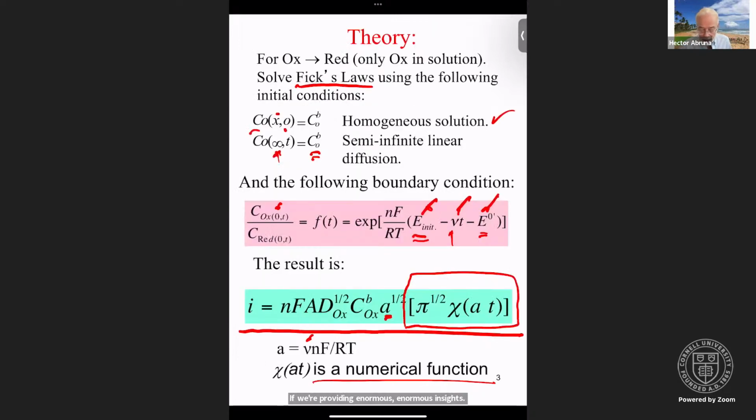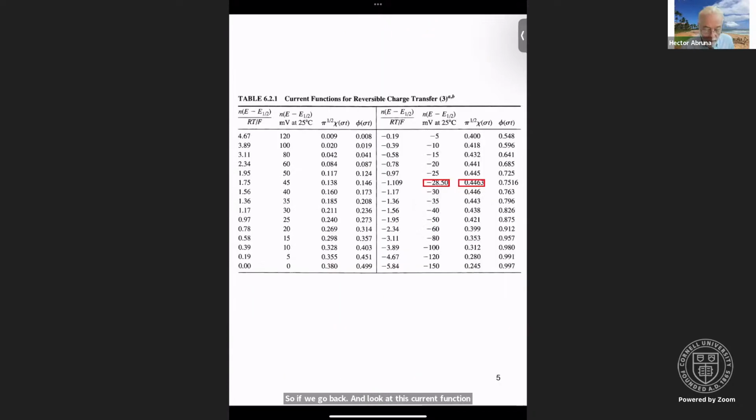So if we go back and look at this current function, basically it says a current function for a reversible charge transfer. And so you can see here's the current function. It tells you the value of the current function as a function of the potential, meaning how far you are from E1/2 or the formal potential.